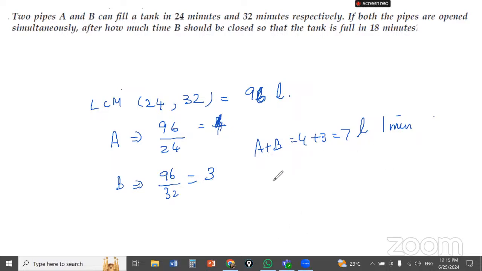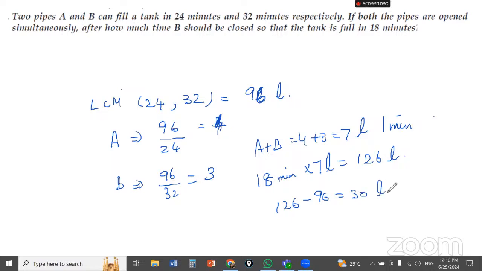And we don't know how long. So if the tap is open for 18 minutes, how much will it be doing? I'm taking the condition if both A and B are open throughout, we don't know where we are stopping B. So in 18 minutes, 18 times 7, we'll be getting 126 liters, but the tank capacity is only 96. So how many liters extra are we getting? It is 126 minus 96, that is 30 liters.